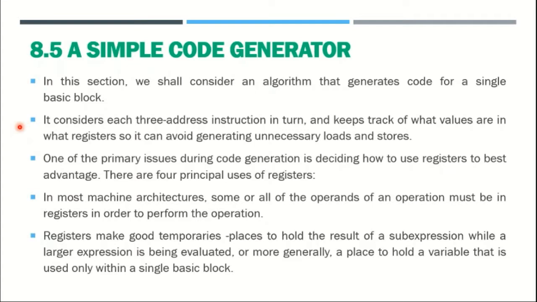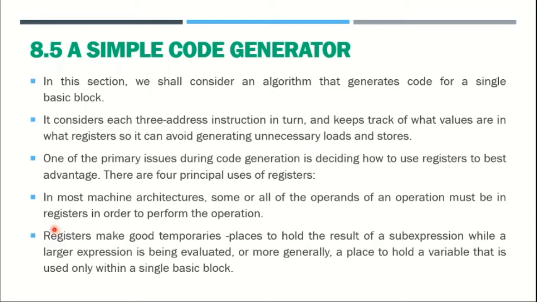In this process, we consider the three address instructions and keep track of what values are in what registers. That means whatever values are used in a particular three address instruction, we need to know in which registers such values are stored. Such information is necessary to load and store the values into the registers. For that purpose, we gather the several values required to complete that basic block, and then those values can be stored in particular register locations.